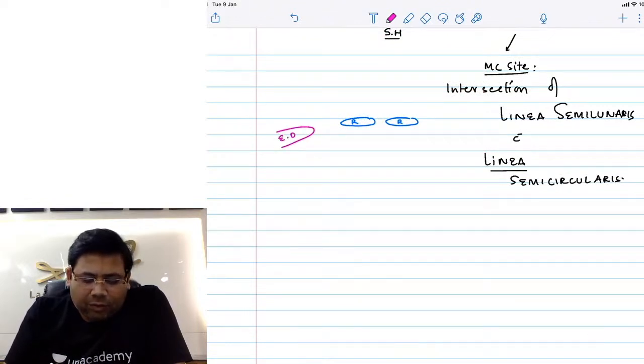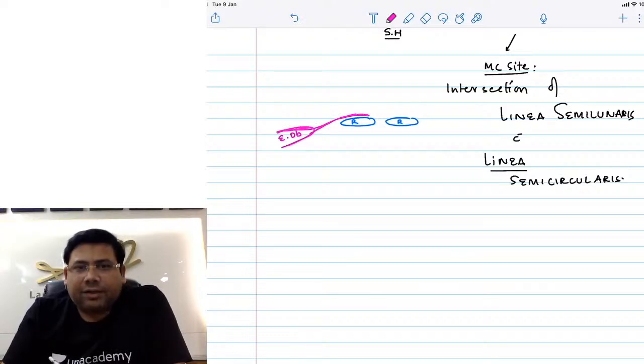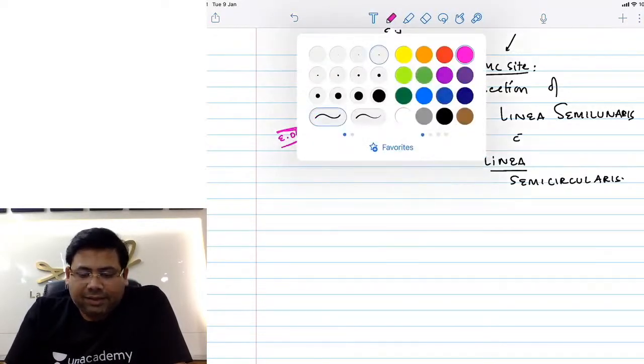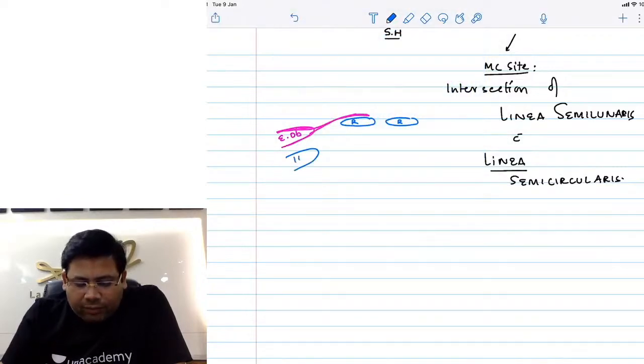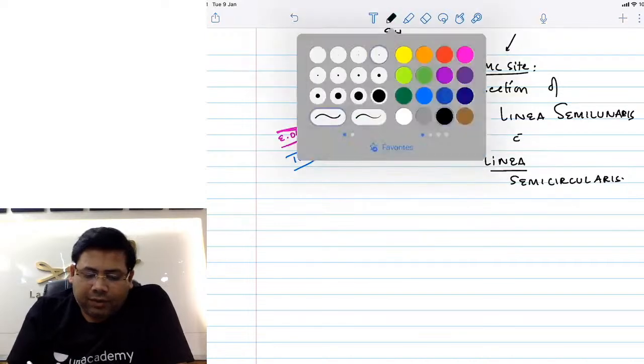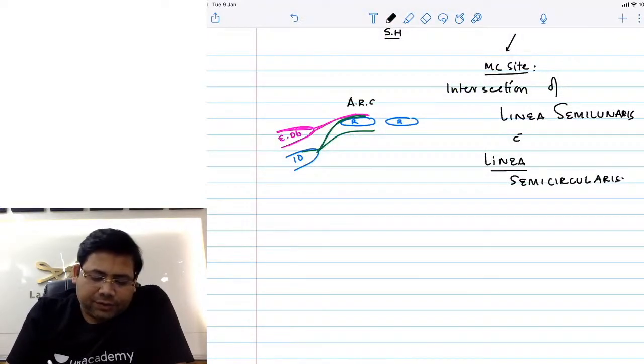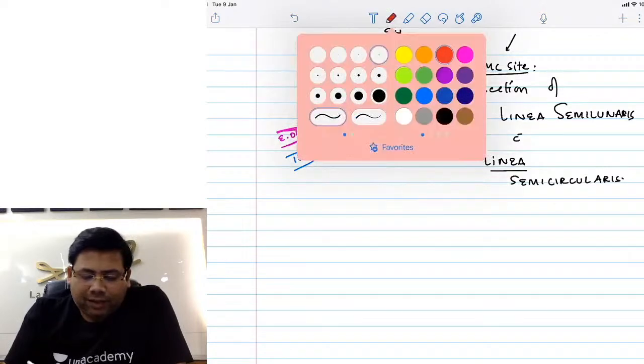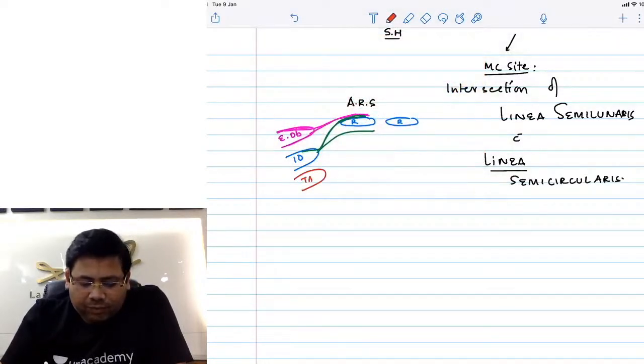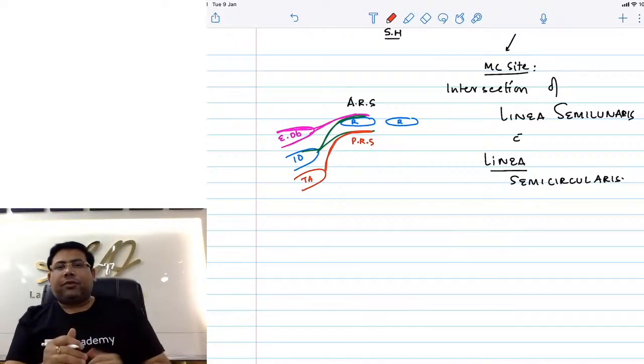So this is external oblique, and external oblique forms the aponeurosis. Where does this aponeurosis go? It forms the anterior rectus sheath. The next is internal oblique, which gives one leaf to the anterior rectus sheath and one leaf to the posterior rectus sheath. Then the last layer, transversus abdominis, reinforces the posterior rectus sheath. This is how the anterior and posterior rectus sheaths are formed.